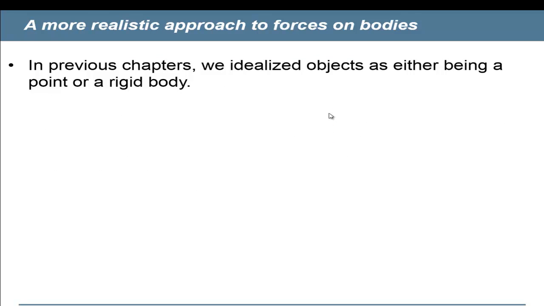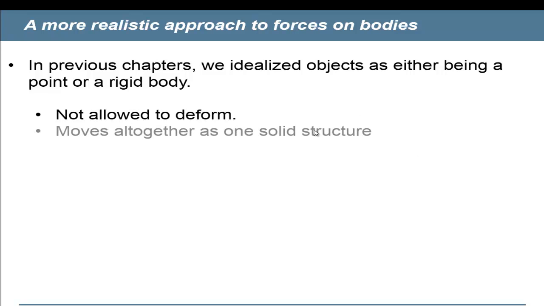So section 11.1 is really just to take a more realistic approach to forces that act on bodies. In previous chapters we idealized objects as either being just a point, so all the mass was at one specific point, or we considered them to be a rigid body like we did in chapters 9 and 10, meaning that they weren't able to deform as they were rotating. One was they weren't allowed to deform, and another that they all moved together as one solid structure.